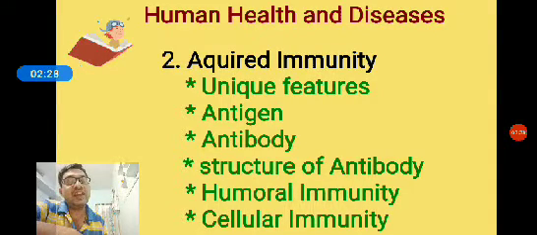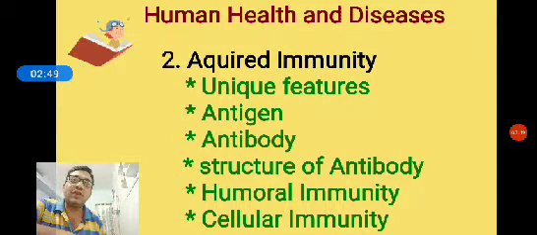When it comes to innate immunity, it is non-specific. The innate immunity fights against all types of pathogen. There is no specific one. It is able to fight all kinds of pathogen like bacteria, viruses, fungi, protozoans, etc. But acquired immunity specifically fights a specific type of pathogen, either virus or bacteria or protozoan.